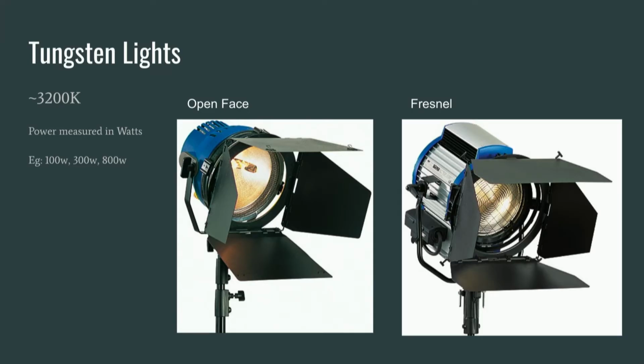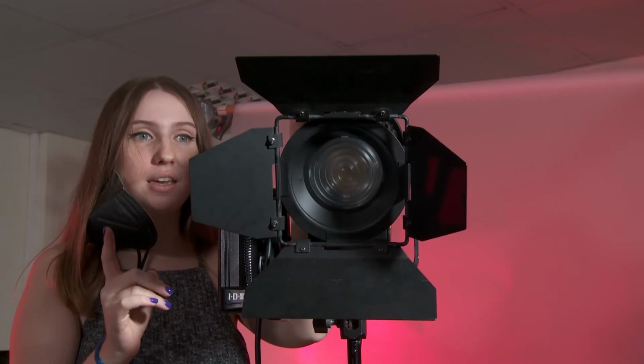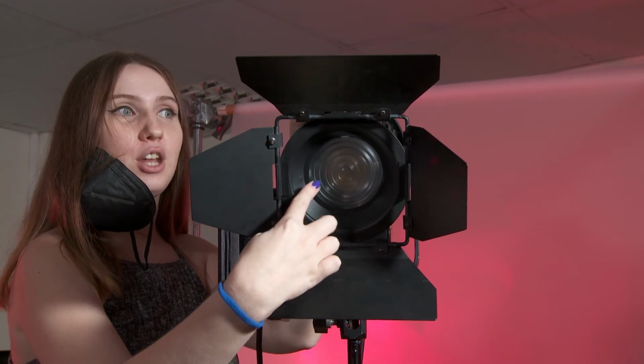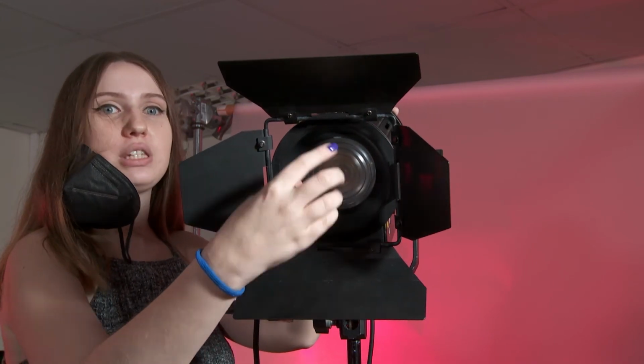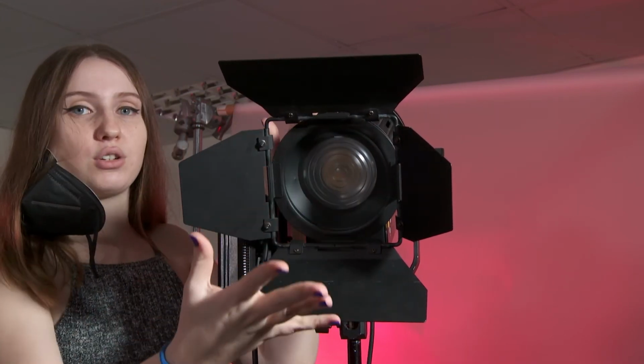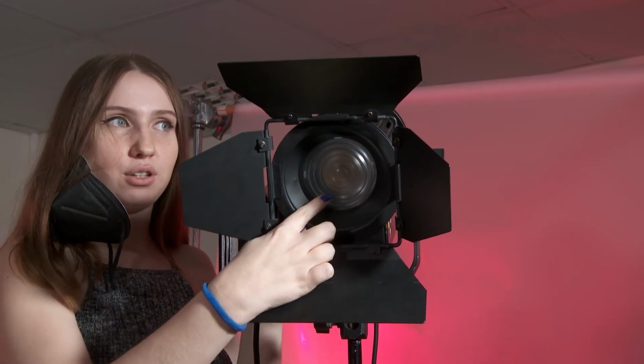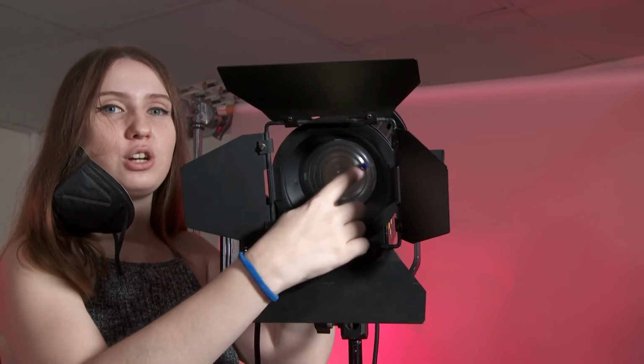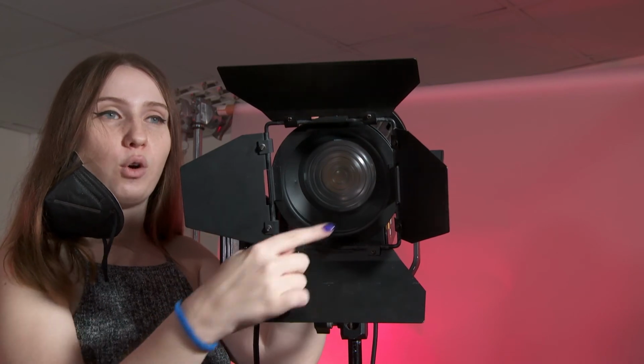Tungsten lights come in two types of fixtures. We have the open face and the Fresnel. How do we know what is open face and what is actually Fresnel? Fresnel lighting comes with a lens in front of the light. So it's not just the light and the fixture of the light, but actually there's a lens in front of it, which comes in a certain circular form.